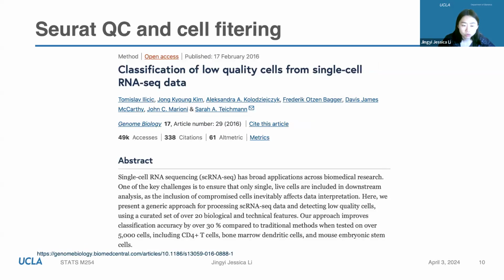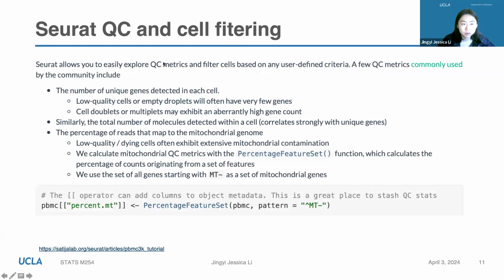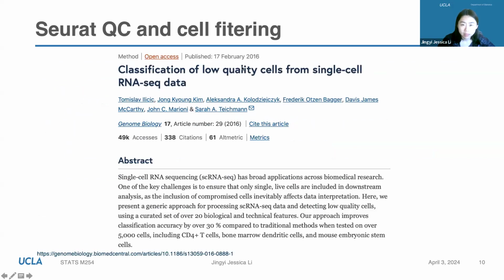Okay, for quality control, basically, this is what Seurat tells you. Seurat allows you to easily explore QC, quality control metrics, and filter cells based on any user-defined criteria. A few QC metrics commonly used by the community come from this paper, one of the early single-cell papers back in 2016. I will share this paper for lecture 2 on Brunner, so you can check the original paper if you're interested. But basically it is trying to identify low quality cells by certain criteria.